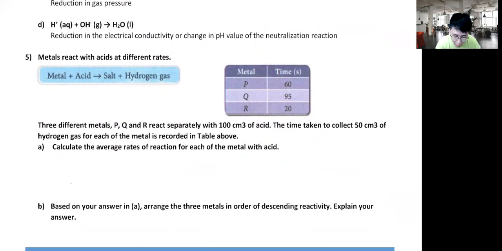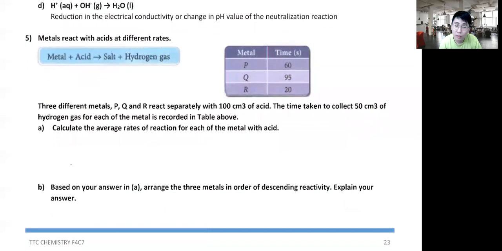So what they want now is the time taken to collect 50 cm3, guys. The time taken here is for them to collect 50 cm3. It means R only takes 20 seconds to collect 50 cm3 of gas. But Q takes 95 seconds to collect the same amount of gas. So obviously Q is the slowest, followed by P, followed by R. Calculate the average rate of reaction for each of the metals, meaning calculate P, Q, R.